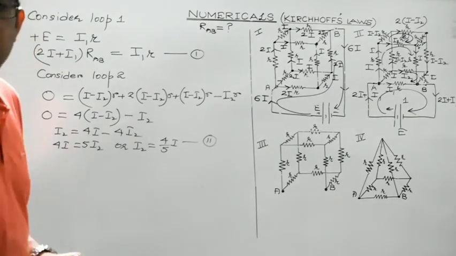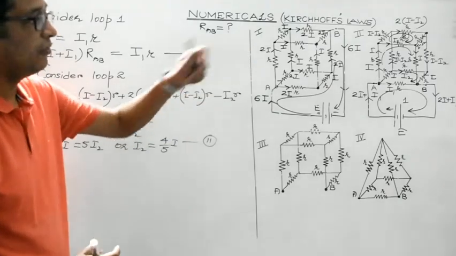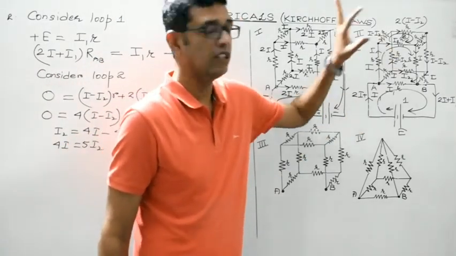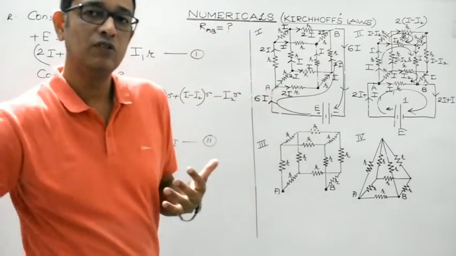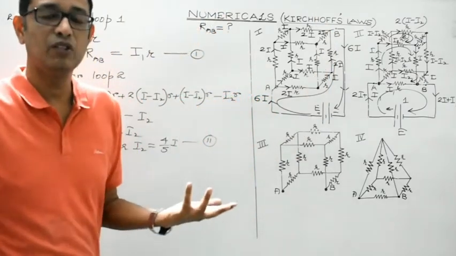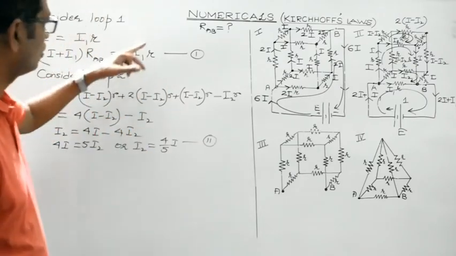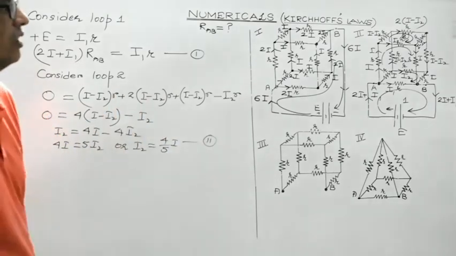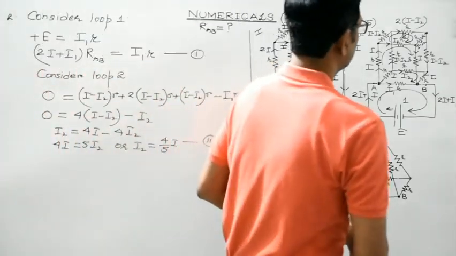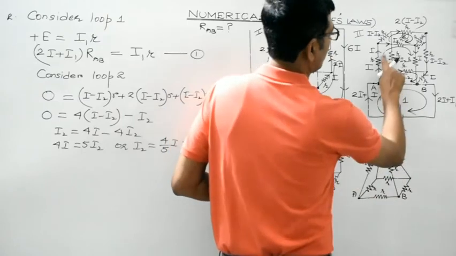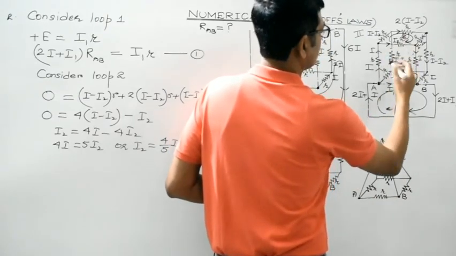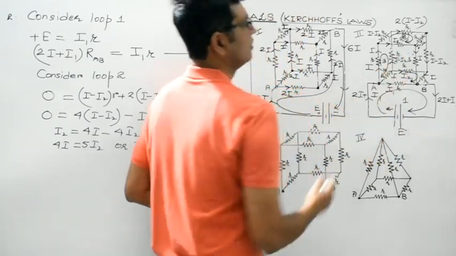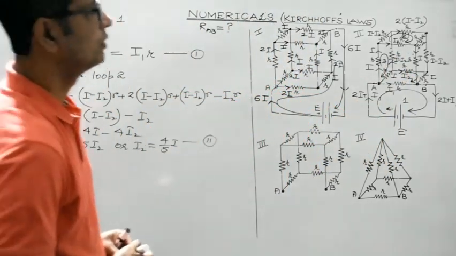As I told you students earlier, there are 3 variables. Which are those 3 variables? I, I1 and I2. So in order to solve for these 3 variables, we need to construct 3 equations. So we are done with 2 equations. So we need to consider another loop as well. So what we do is, let's consider this loop. This is the 3rd one.